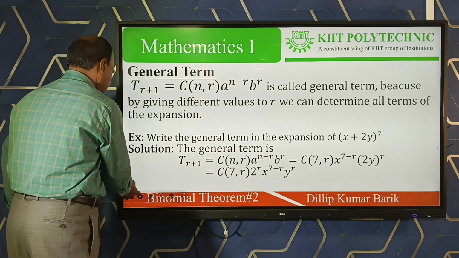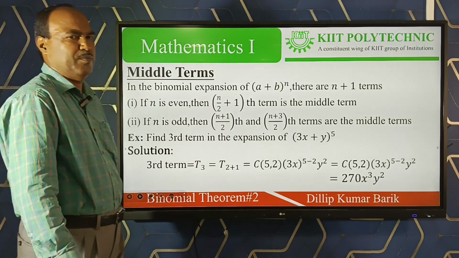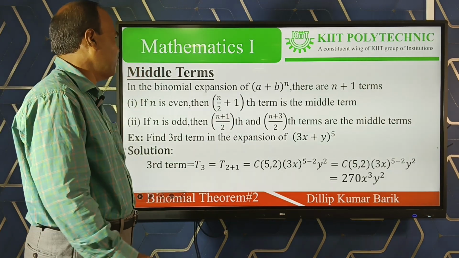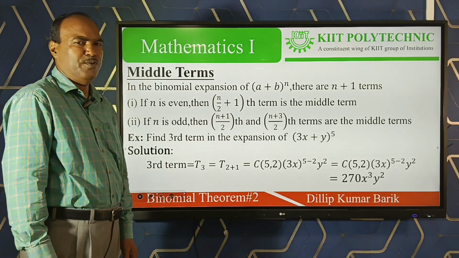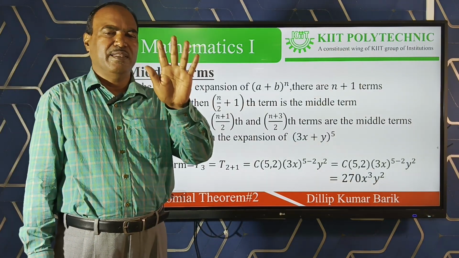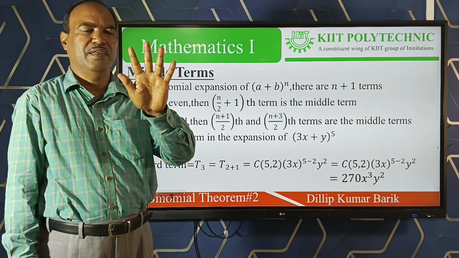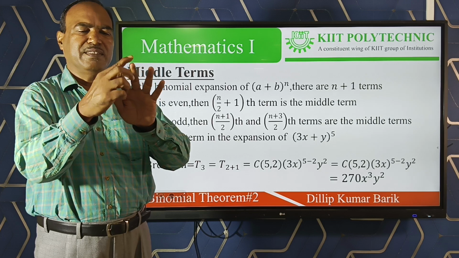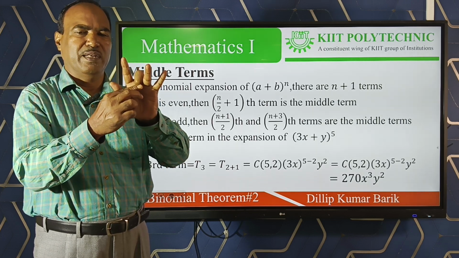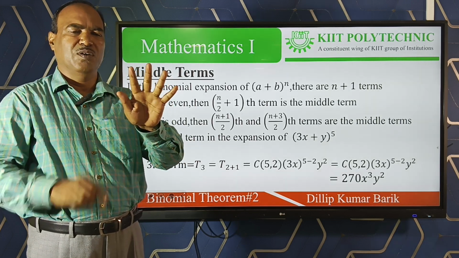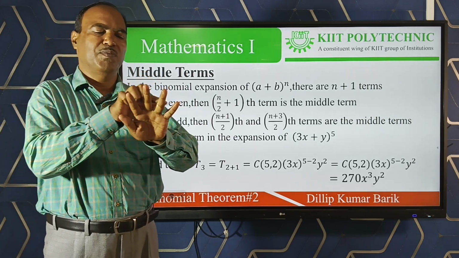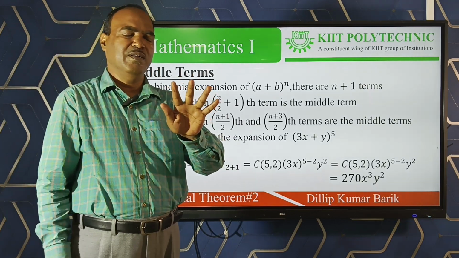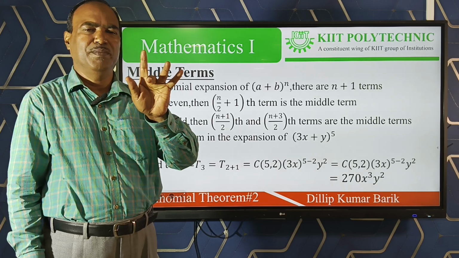Let us take another one, the middle term. In our discussion today, a very important one is the middle term. Suppose I take 5 fingers. Which is the middle one, from the left side or from the right side? This is the third one, it is the middle one. Now see, 5 is an odd number. That means when the number of terms is odd, there is only one middle.